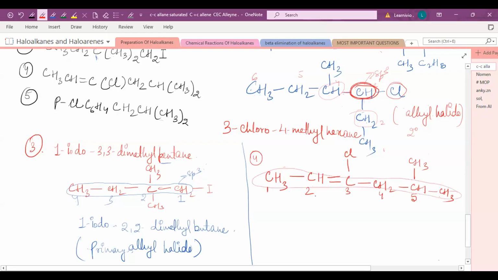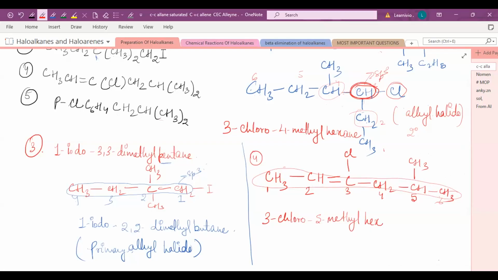Okay, now try to name this. And in this case, you have to write down the position of this double bond also. What will be the name? So it will be 3 chloro, 5 methyl. The number of carbons is 6, so it's hexane. Now you can't write just hexane, because all are not singly bonded carbons.